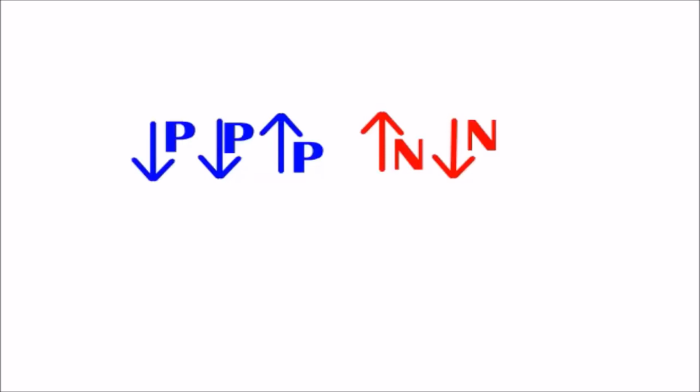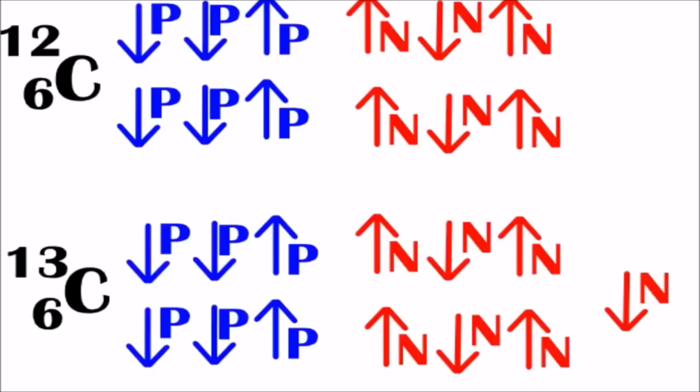Here is an atom with three protons and two neutrons. It would have a net spin. But once we have three protons and three neutrons, the spins cancel, so no net spin in that nucleus. Not useful for NMR purposes. And there's C12 and C13. In C12, the spins cancel. In C13, they don't. So C13, like H1, is used in NMR spectroscopy.